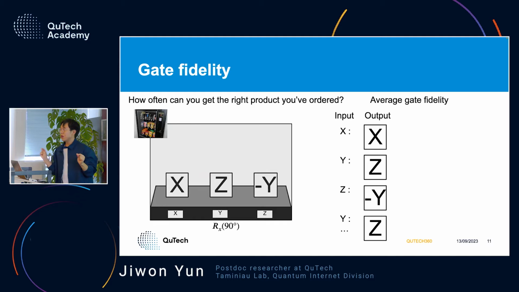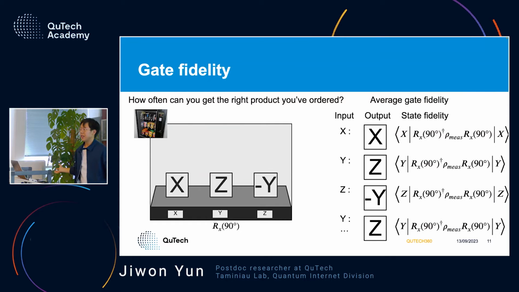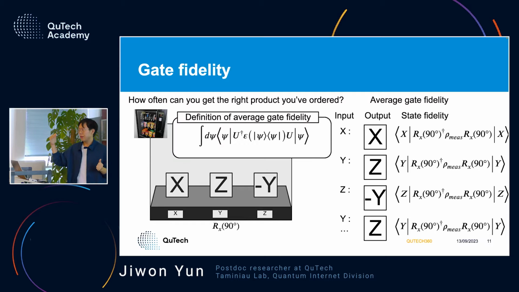Now it's a little bit more complicated because your output isn't as discrete as a vending machine. You can't say yes or no for everything, but you have to get the overlap of your output state. For every possible input state, you get the output state and see what the state fidelity of the output state is. If you average out all the state fidelities of the possible output states, that gives you a single number for the gate, which is your average gate fidelity. In the easy sense, it just means how reliable your gate is, like how sure you are to get the right chocolate that you want. This is the concept of average gate fidelity.